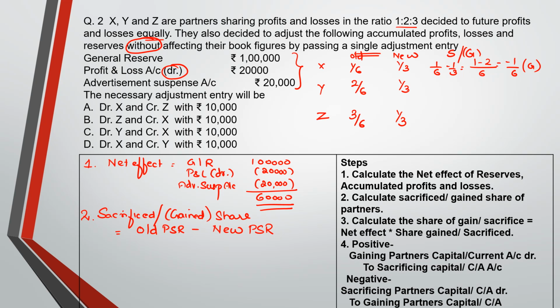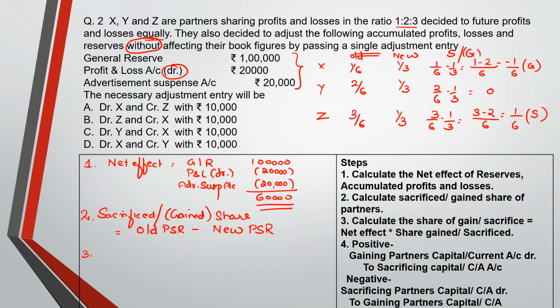So, this is a gain. X is gaining as a result of change. Here for Y it is 2 by 6 minus 1 by 3. 2 by 6, if you reduce to lowest form, is the same as 1 by 3. So 1 by 3 minus 1 by 3 is 0. It is neither gain nor sacrifice being made by Y. And for the third, Z, you take 3 by 6 minus 1 by 3, so 3 minus 2, 1 by 6. There is a sacrifice. So Z is a sacrificing partner and X is the gaining partner. So this is what we arrive at.